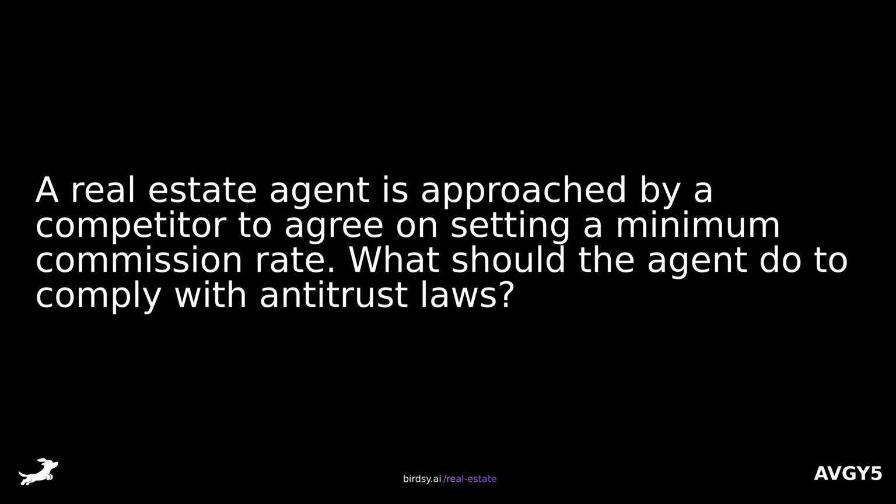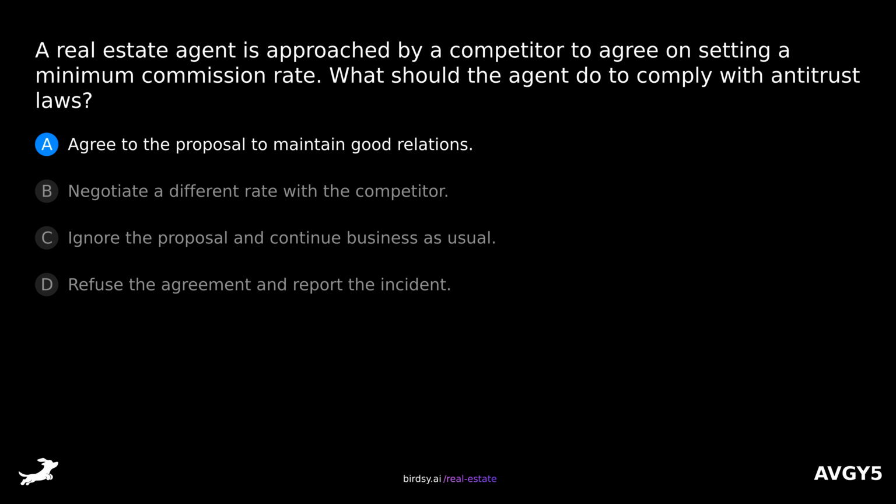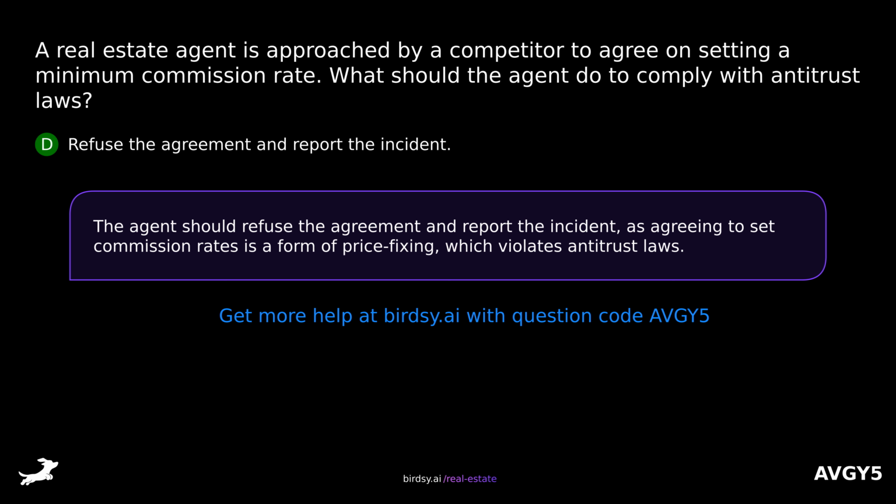A real estate agent is approached by a competitor to agree on setting a minimum commission rate. What should the agent do to comply with antitrust laws? Is it A, agree to the proposal to maintain good relations? B, negotiate a different rate with the competitor? C, ignore the proposal and continue business as usual? Or D, refuse the agreement and report the incident? The answer is D, refuse the agreement and report the incident. The agent should refuse the agreement and report the incident, as agreeing to set commission rates is a form of price fixing which violates antitrust laws.